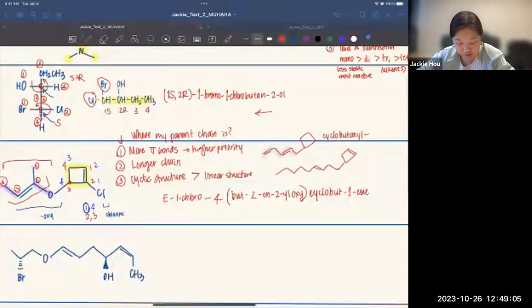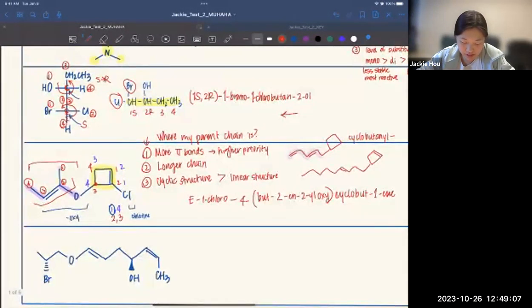And then the last thing I consider, like in this example, is if they both are the same length and the same number of pi bonds, then the cyclic structure will always be the parent compared to a linear structure. Does that make more sense?